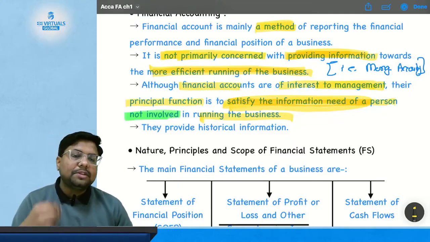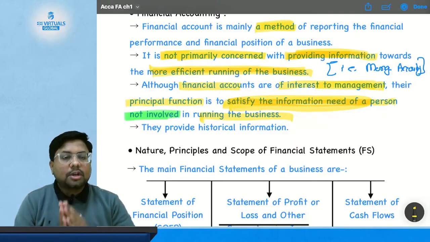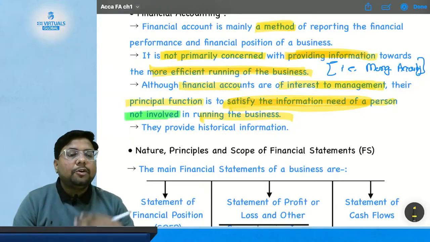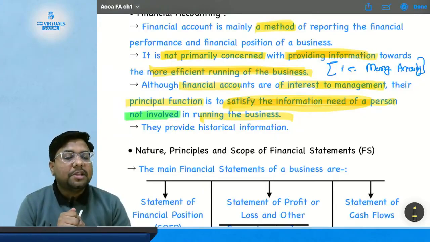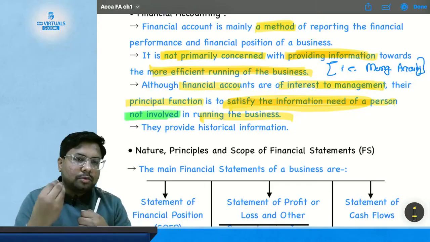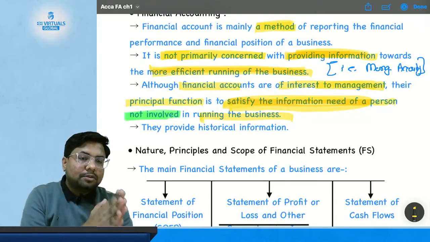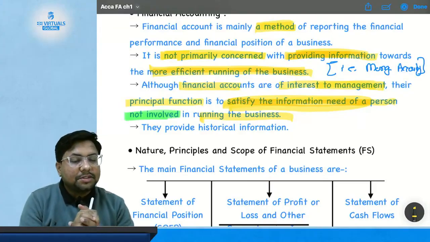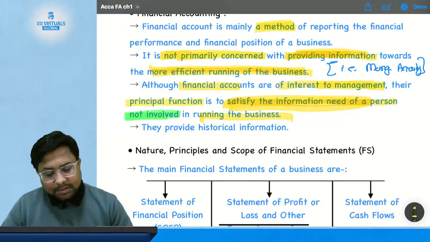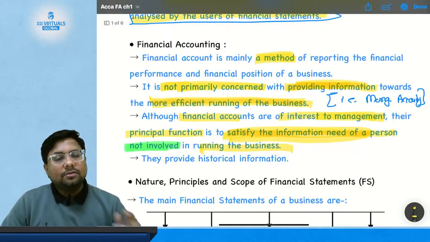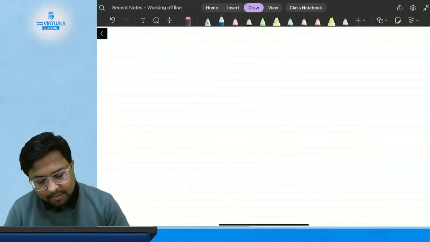So financial accounting is not committed primarily towards the needs of management for more efficient running of the business. It is concerned with the financial needs of the persons who are not involved in the business. So this is financial accounting. What is financial accounting? I'll make a summary of it.